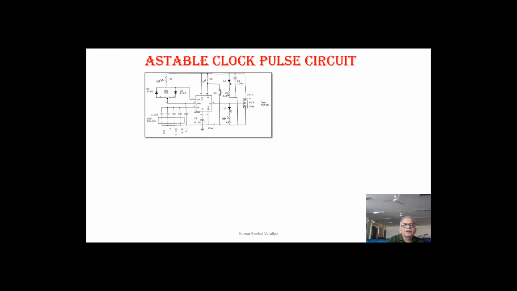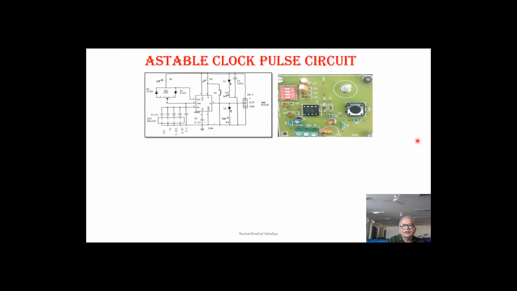Now, astable clock pulse circuit. With this 555, different types of capacitors are used and they are switched one after the other, so you can get a very large range of timing available in the circuit. This is that IC 555. These are different capacitors which are switched one after the other, and this is the type of output that is available from the circuit.